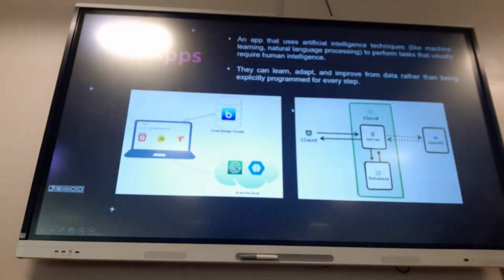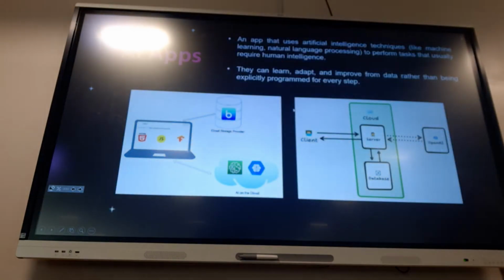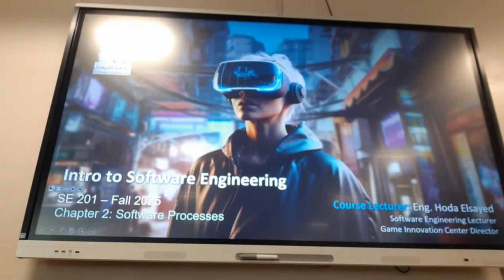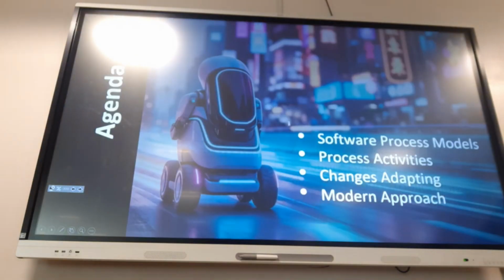And we also had a quick discussion on artificial intelligence applications, how they work, how they process information, how they reach a ground of info or, let's say, wisdom later on and so on. So in this part, we will focus on this title, software process. We'll look into different models that could be utilized. We'll look into the process activities, so what's included under each of these stages inside any model. We will look into changes, adaptation, and also modern approaches.